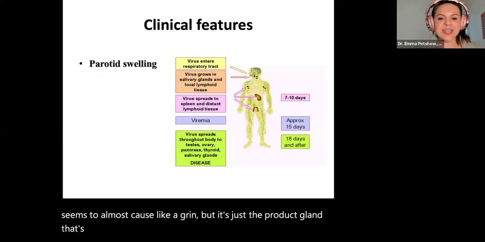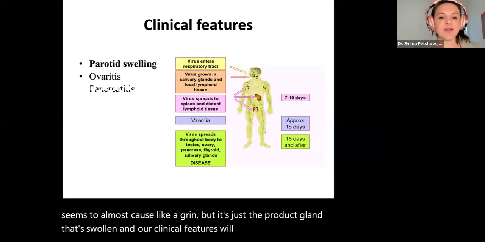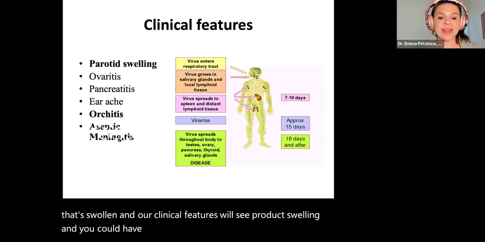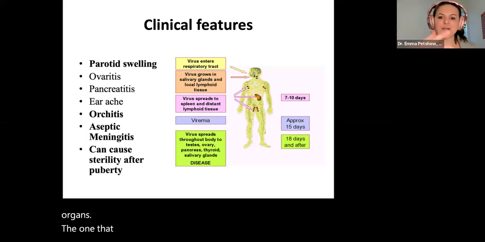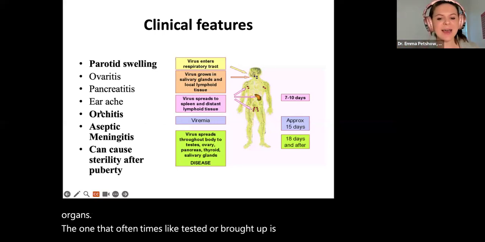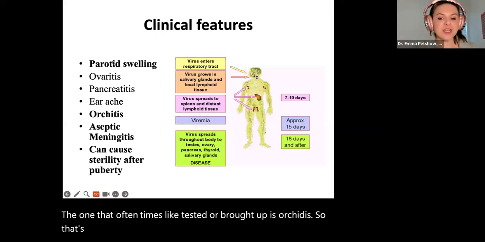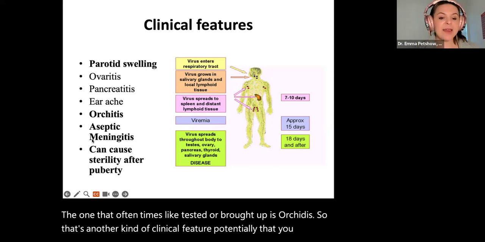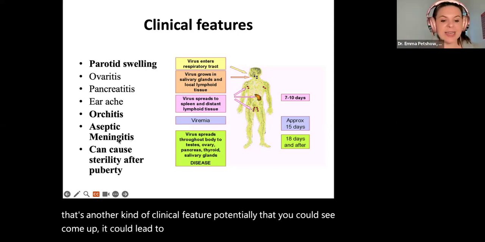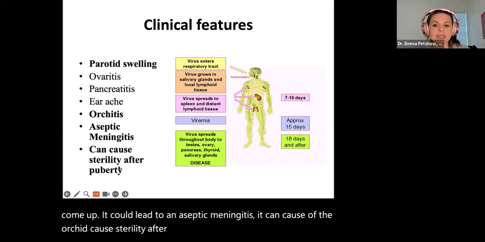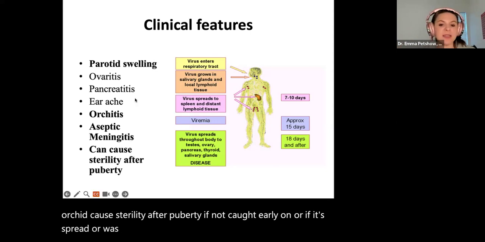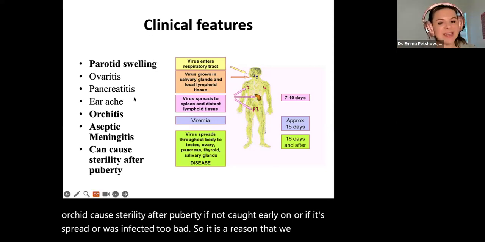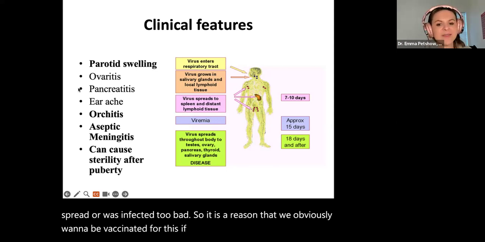And our clinical features, we'll see parotid swelling. You could have potentially itis or swelling in many other organs. The one that oftentimes is tested or brought up is orchitis. So that's another clinical feature potentially that you could see come up. It could lead to an aseptic meningitis. Because of the orchitis, it can cause sterility after puberty if not caught early on, or if it was infected too badly. So it is a reason that we obviously want to be vaccinated for this if possible. There is a vaccine for it.